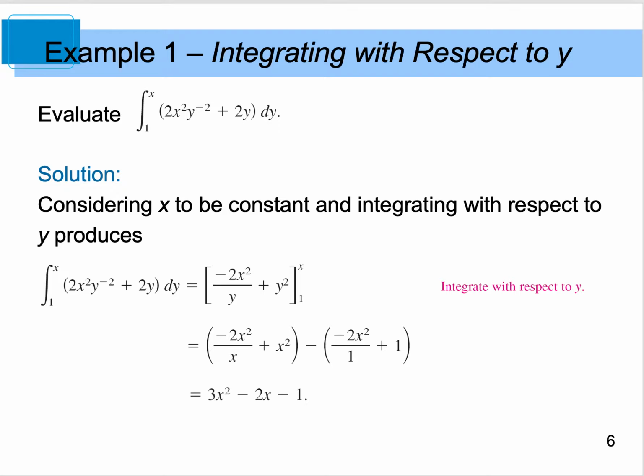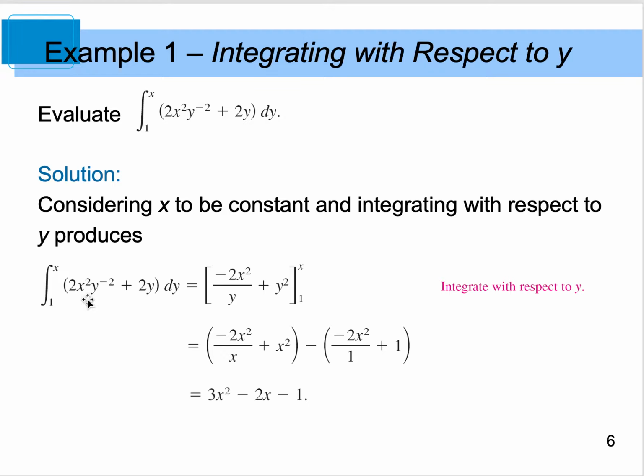So if I wanted to work with this method, the integral from 1 to x, if I do that, I'm going to consider x to be constant. So it works not like an improper integral, it works like partial derivatives. So we're going to treat x like it's a constant when we actually integrate.